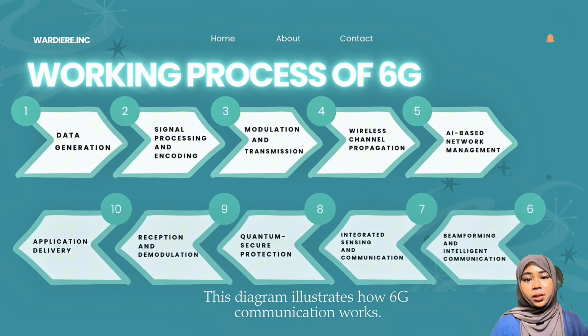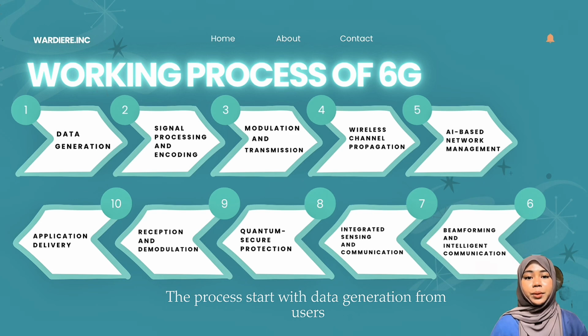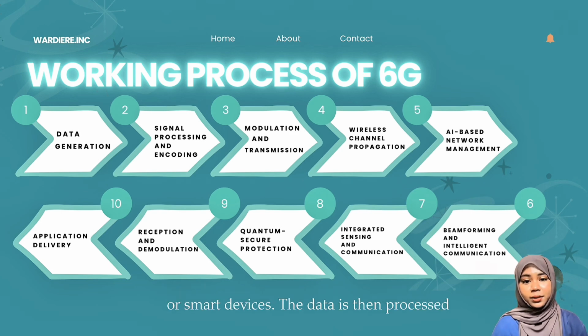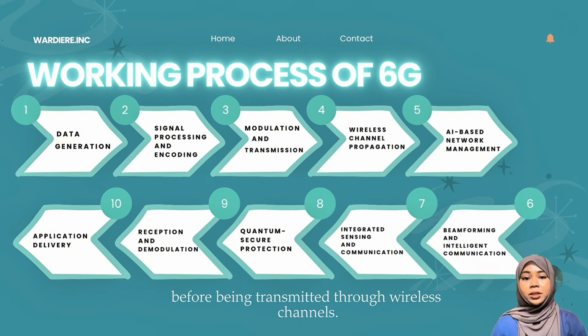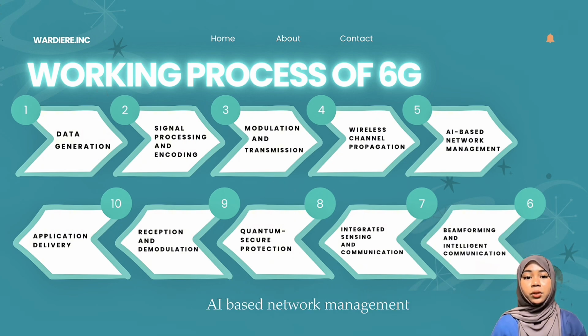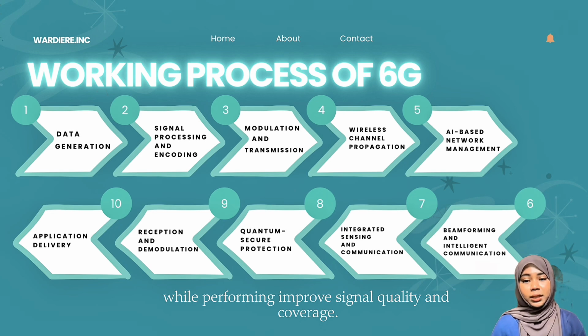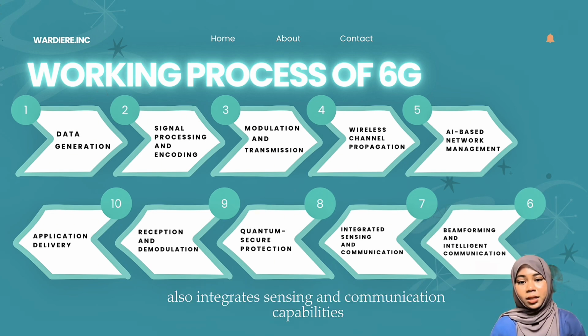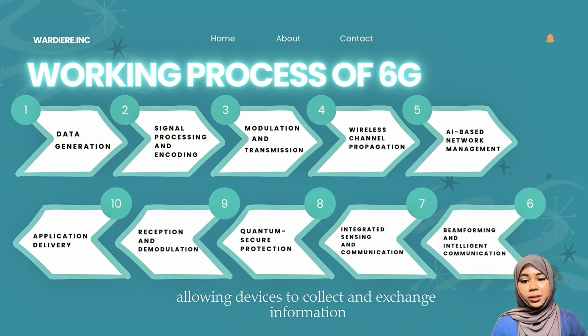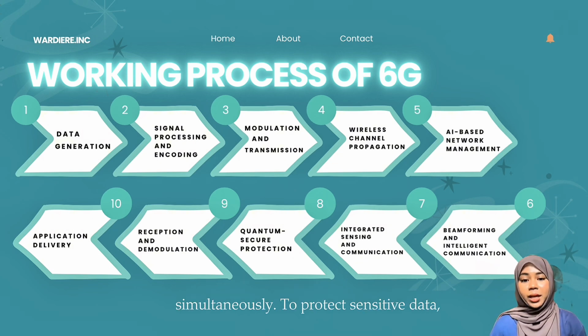This diagram illustrates how 6G communication works. The process starts with data generation from users or smart devices. The data is then processed, encoded, and modulated before being transmitted through wireless channels. AI-based network management continuously optimizes network performance, while beamforming improves signal quality and coverage. 6G also integrates sensing and communication capabilities, allowing devices to collect and exchange information simultaneously. To protect sensitive data, quantum-secure protection is applied.